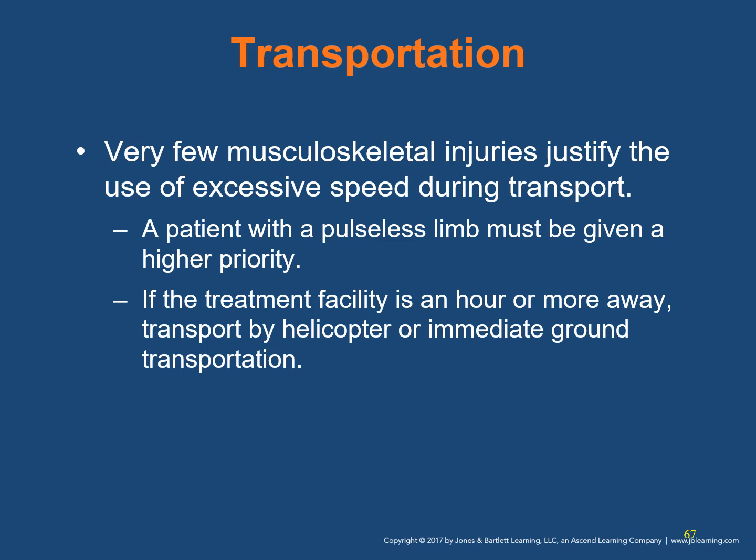Transportation. Very few, if any, musculoskeletal injuries justify the use of excessive speed during transport. The limb will be stable once a dressing and splint have been applied. A patient with a pulseless limb must be given a higher priority. If the treatment facility is an hour or more away, a patient with a pulseless limb should be transported by helicopter or immediate ground transportation.